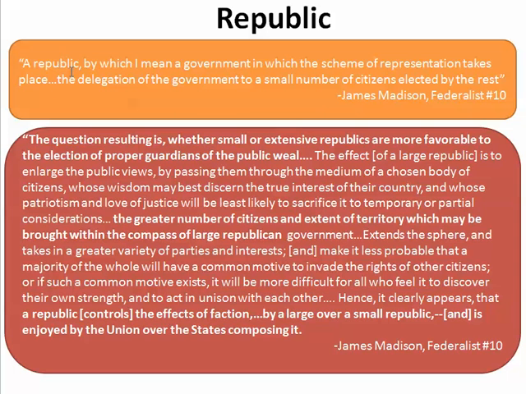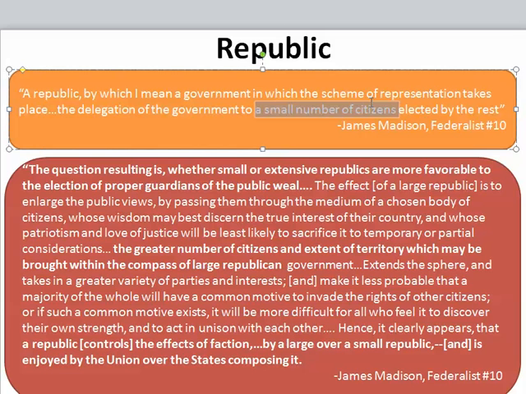He says, "A republic, by which I mean a government in which the scheme of representation takes place, the delegation of the government to a small number of citizens elected by the rest." In other words, we're going to have a government where there's no king, where there's representation for the people, and the people who represent us will be a small number of citizens, and then those representatives are going to be elected by the rest of us.